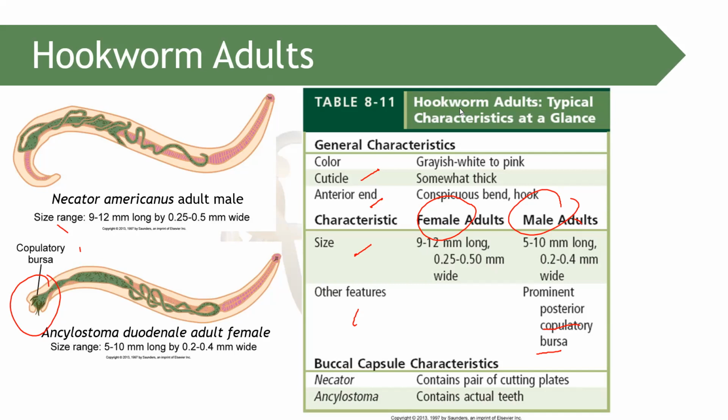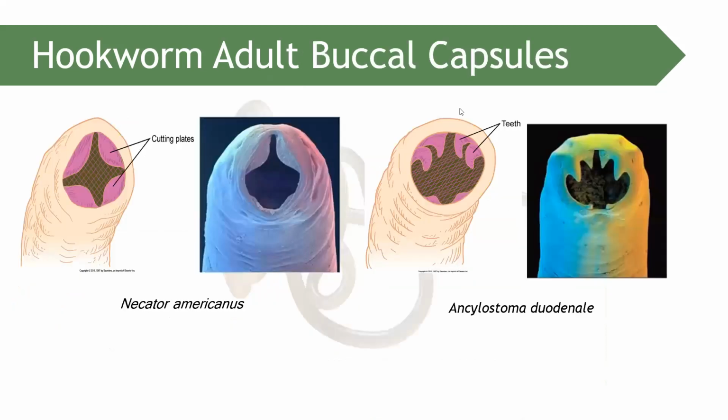Okay. This is what I am telling a while ago. How are we going to differentiate Necator from Ancylostoma in terms of its buccal capsule? Si Necator americanus, meron siyang two pairs of cutting plates. Si Ancylostoma duodenale, meron siyang two pairs of teeth. Necator, cutting plates. Ancylostoma, teeth.